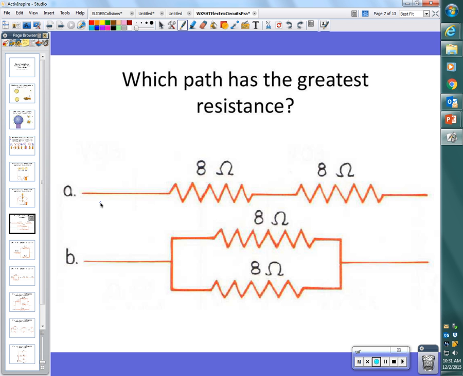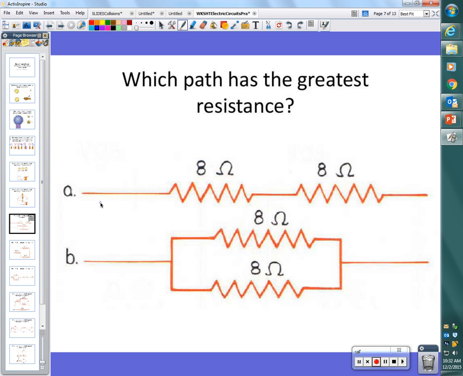Right? So parallel resistors give more paths for electrons to flow. Like we used the analogy yesterday, it's like opening up more cash registers at the grocery store, right? If there are more paths for them to flow, more current goes through, okay? If there's only one path for them to flow, the more things you put in their way, the greater the resistance is. So the short answer to this question is, which path has the greatest resistance? A has the greatest resistance, okay?